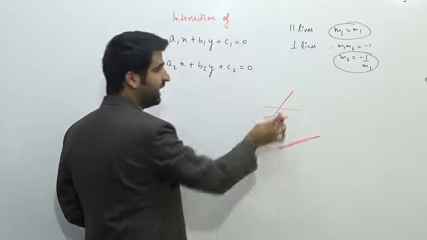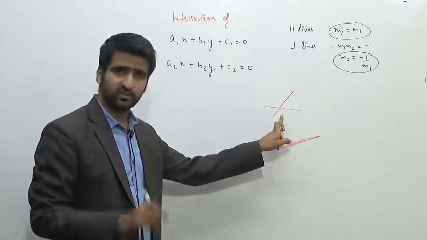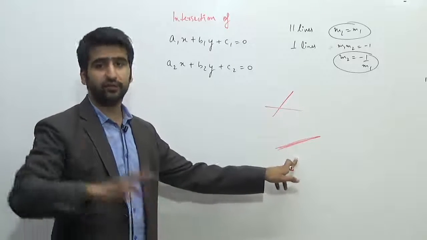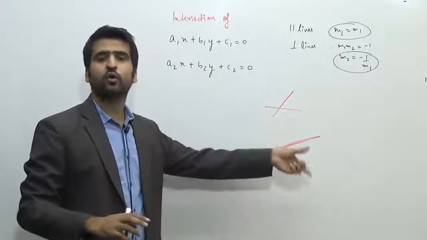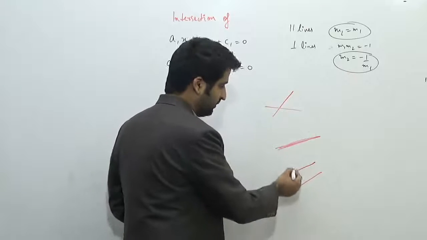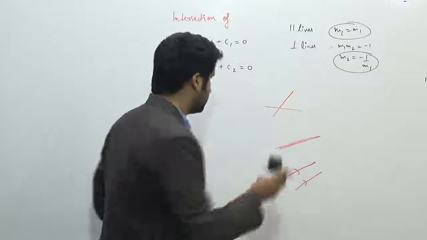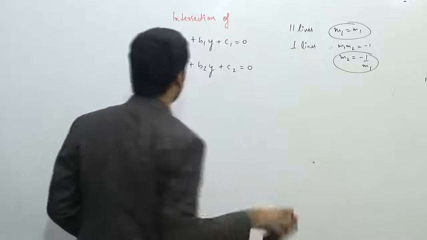Two lines can never meet at exactly 2 points or 3 points. They will either meet at just 1 point or meet at an infinite number of points, which means they will overlap each other. Or they can never meet because the lines are parallel. So we have 3 cases. We'll discuss these cases one by one.